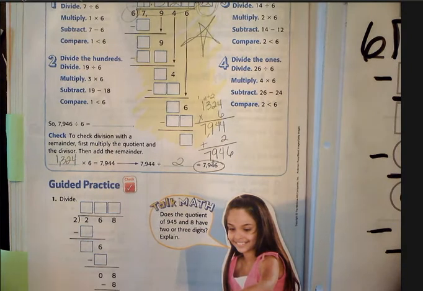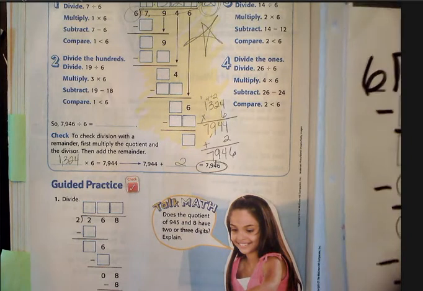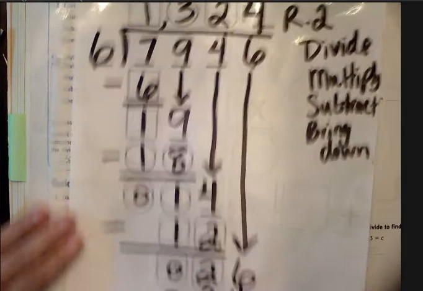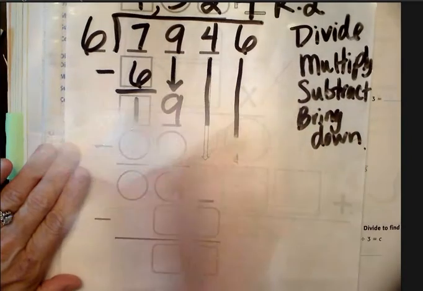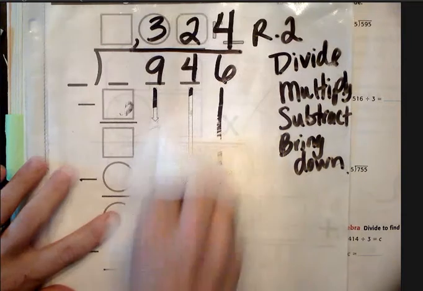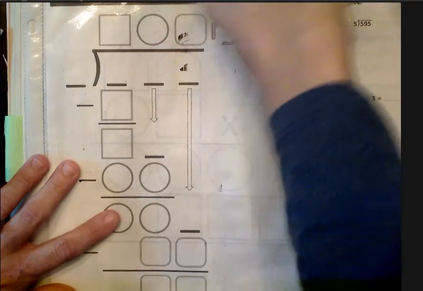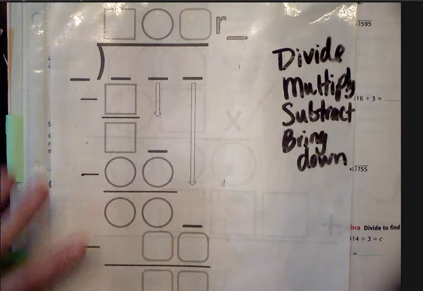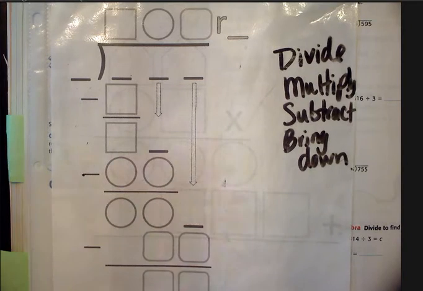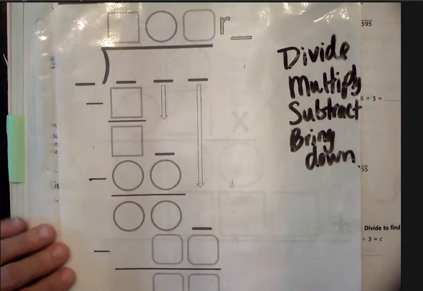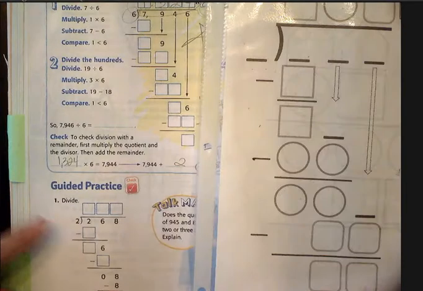I promise we're going to do a bunch of these. It's going to make more sense the more times we do it, so let's just get to it. I can go ahead and leave my steps up there: divide, multiply, subtract, and bring down. It helps me to sing that song from vocabulary in my head. Divide, multiply, subtract, and bring down for my steps. So let's do guided practice number 1.